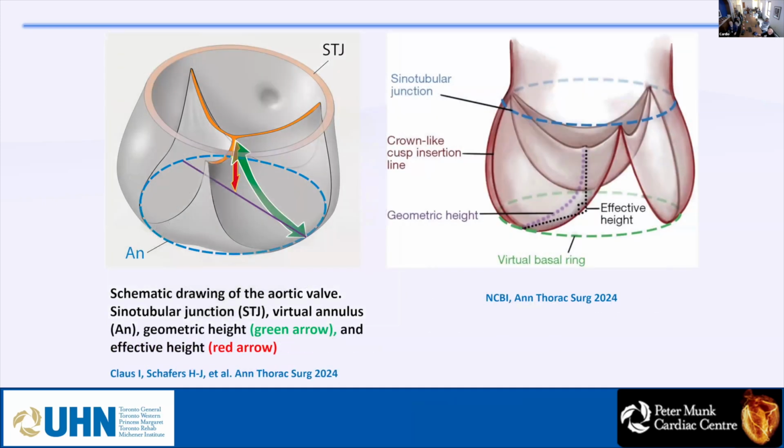Again, this is another diagram from Schaefer. This green one is the geometric height, which is very important. This blue one is the annulus, or virtual annulus, the one that we measure in echo. And this is the closure line. As you see, the closure line has a curve, like this one, this way. And this is another diagram, the same.